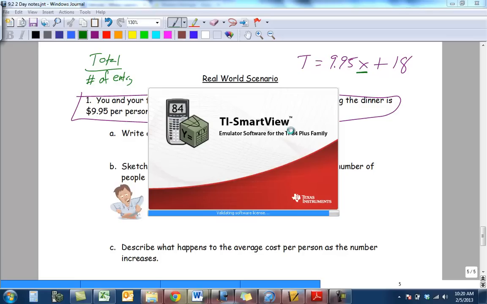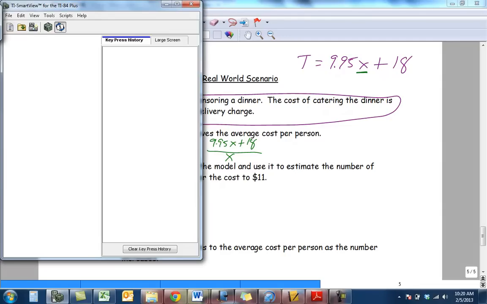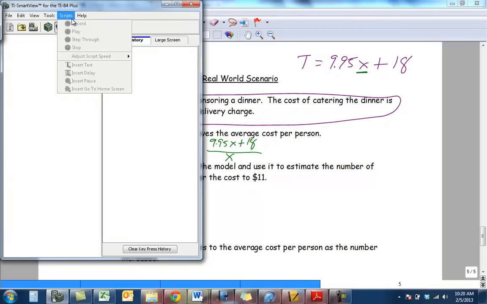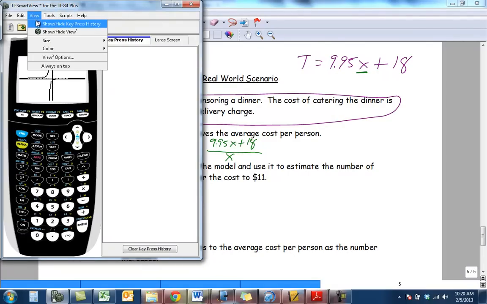Whenever you're ready, SmartView. Probably should have done this before I started recording, huh? Shoulda, woulda, coulda, and all that. Anyways.